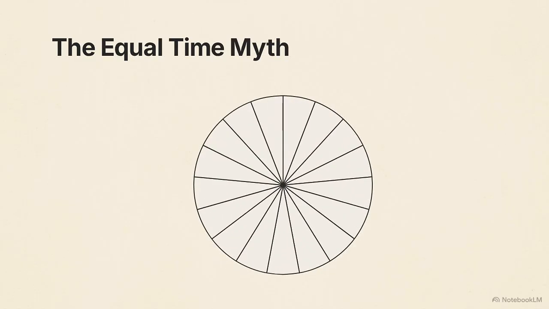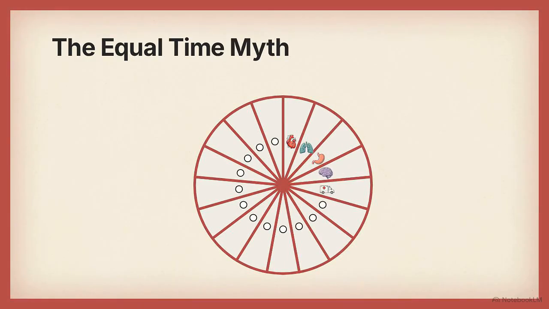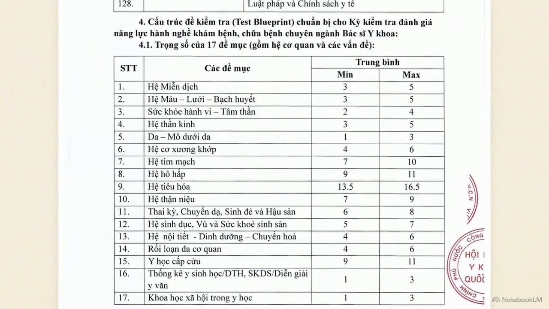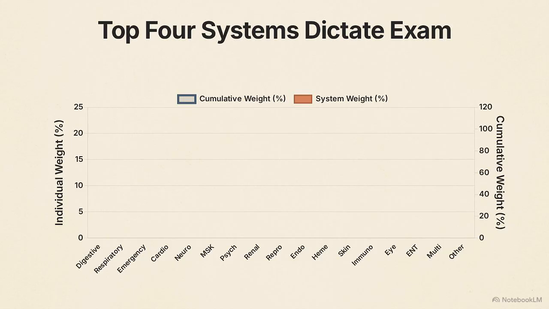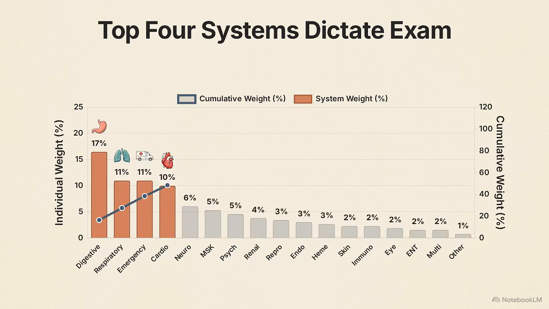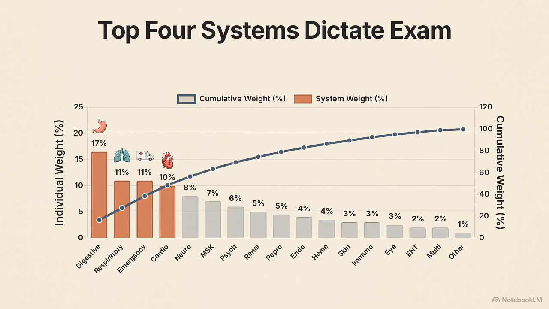A common mistake is dedicating equal time to all 17 organ systems. Table 4.1 outlines the precise mathematical distribution of questions across those systems. The undisputed priority is the digestive system, taking up a maximum of 16.5% of the test. The respiratory system follows, capped at 11%. Emergency medicine and cardiovascular pathology round out the critical tier, each commanding up to 10 or 11%. Just 4 systems, digestive, respiratory, emergency, and cardio, command roughly half the exam. The remaining 13 systems share what is left.